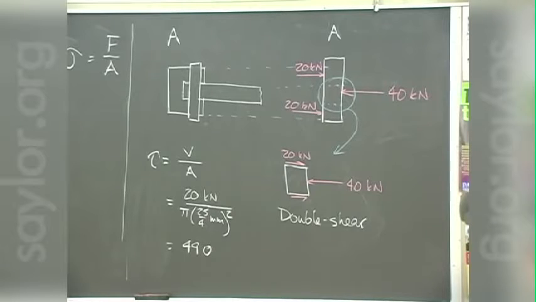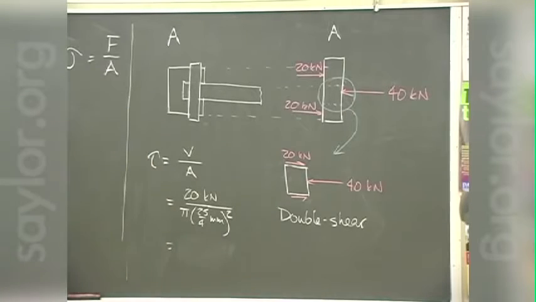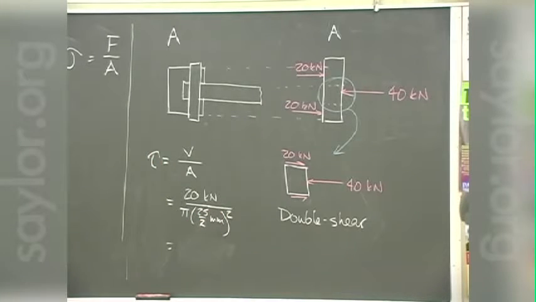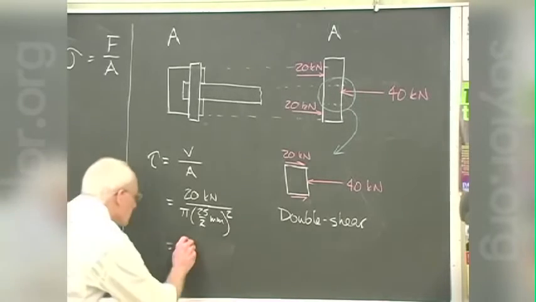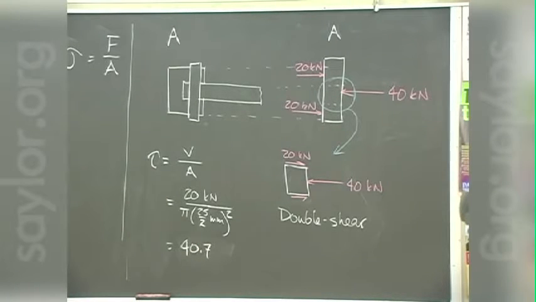Oh, I don't want that. I want the shear stress. Isn't that 25 squared? Oh yeah, 25 over 2 then squared. Good catch, thank you. 40.7. 40.7 what? Megapascals?